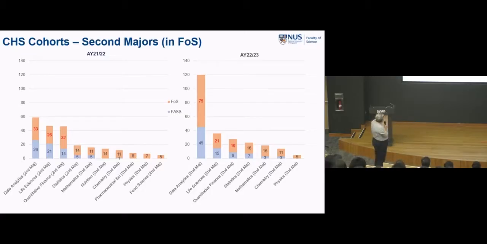So these third year students now, the number 1 second major they take is data analytics. And data analytics is very, very popular. And even the FASS, the arts students, are taking data analytics as well. Right?